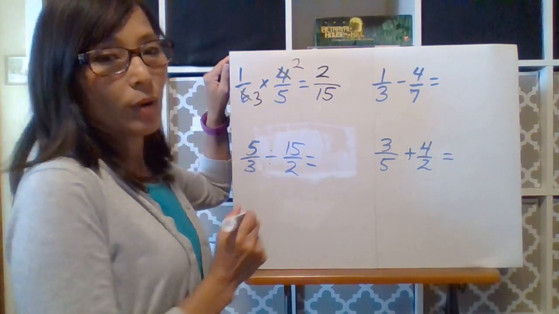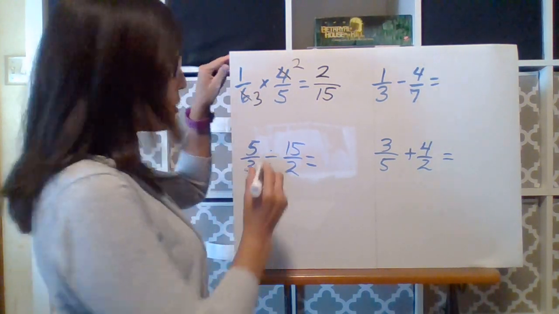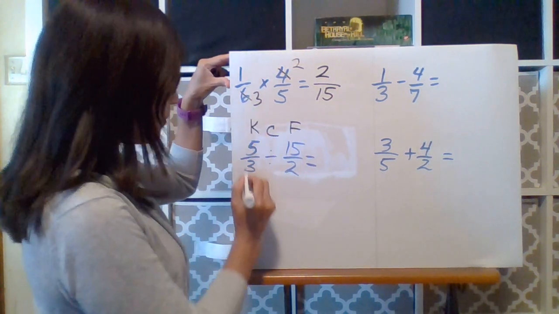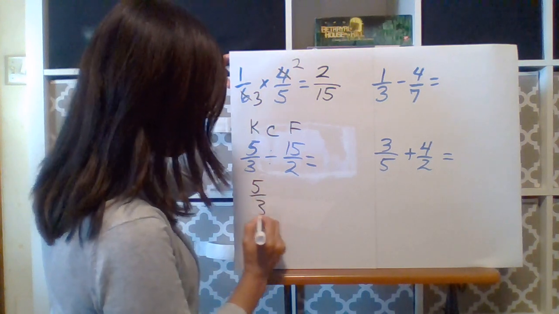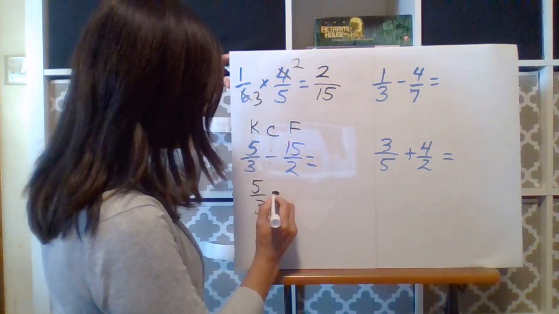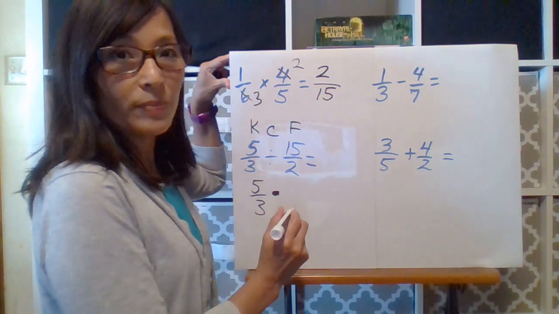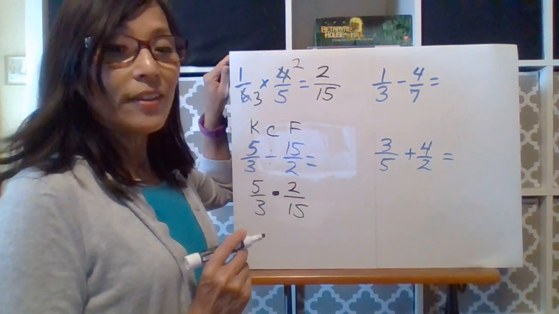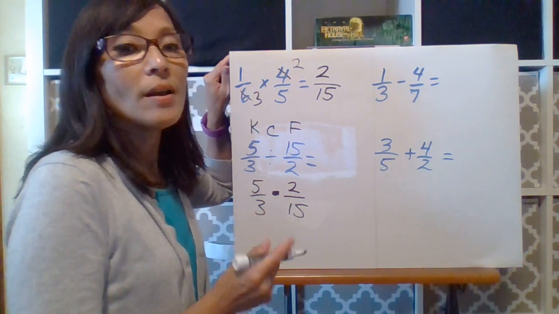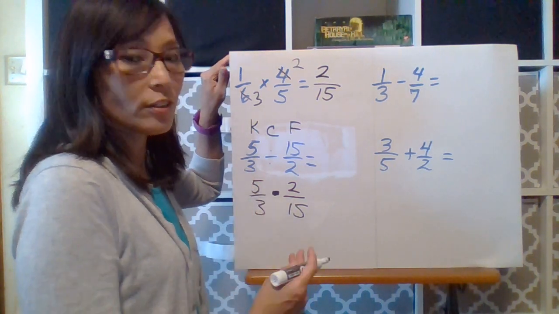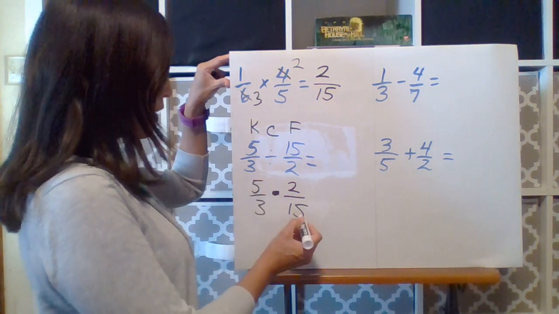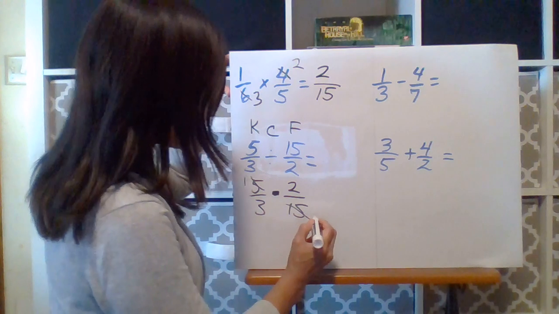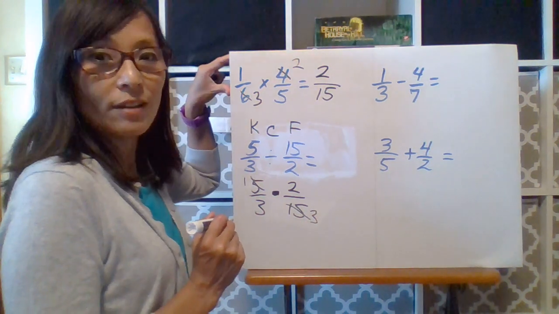Let's look at the division problem. What I remember for division is keep, change, flip. So I keep the first fraction and I get 5/3. I change division to multiplication and then I flip the second fraction and I get 2/15. Now that it's a multiplication problem, I'm going to try to simplify first. I notice that both a numerator and a denominator are divisible by 5, so I'm going to divide by 5 and write down the factors that remain.